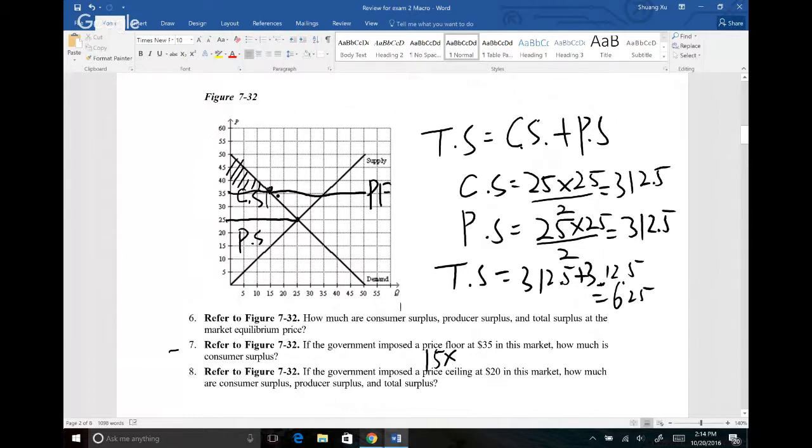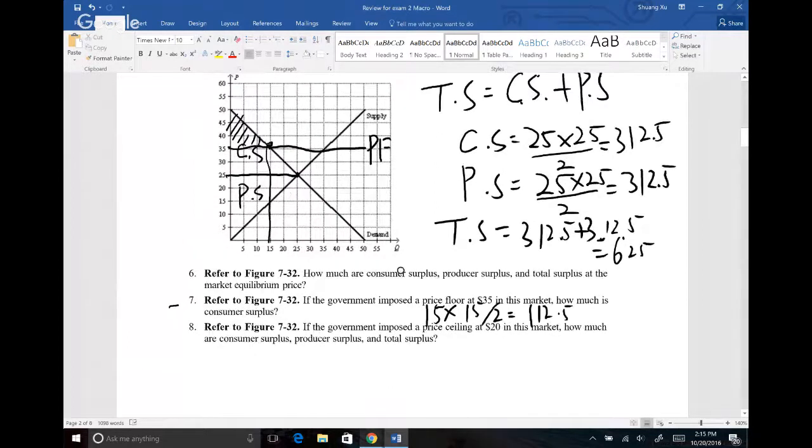So times 15 and divided by 2. Okay, so 15 times 15 divided by 2. Let me see what the answer is. 15 times 15 divided by 2 is 112.5. All right, and next, if government imposes a price ceiling of $20, so there will be a price ceiling of $20. How much is the consumer, producer, and total surplus?